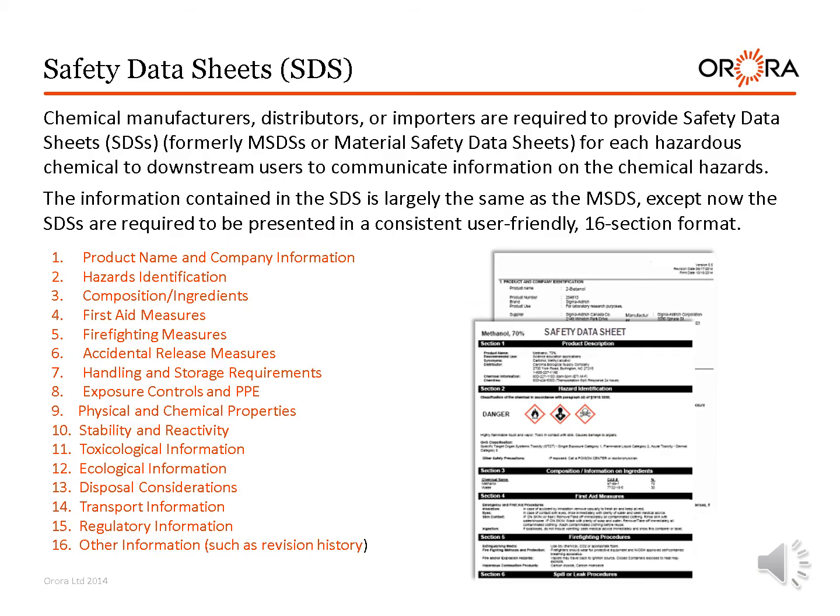Safety data sheets, SDS. Chemical manufacturers, distributors, or importers are required to provide safety data sheets, SDSs, formerly MSDSs or material safety data sheets, for each hazardous chemical to downstream users to communicate information on the chemical hazards. The information contained in the SDS is largely the same as the MSDS, except now the SDSs are required to be presented in a consistent user-friendly, 16-section format.